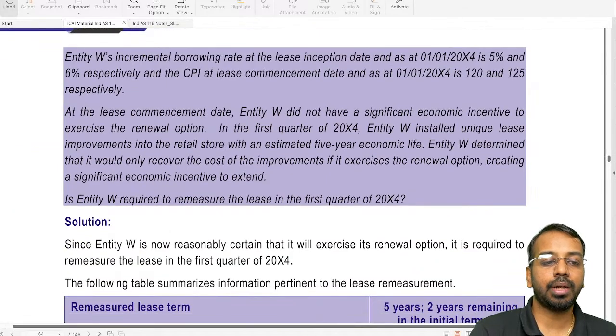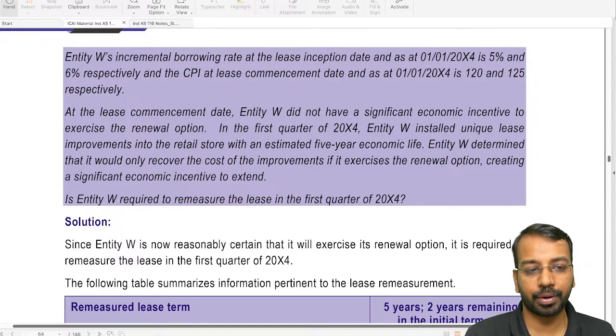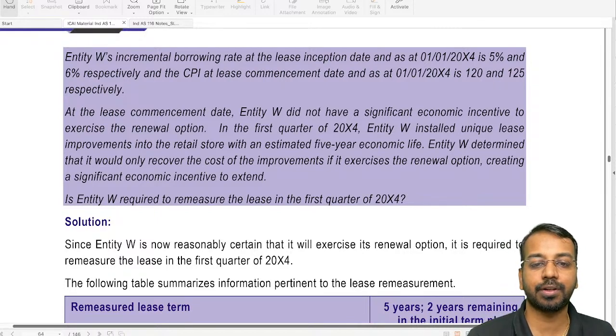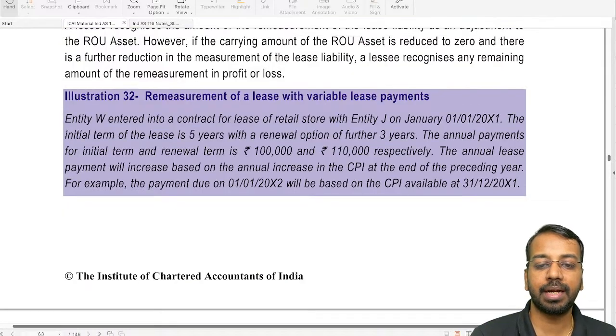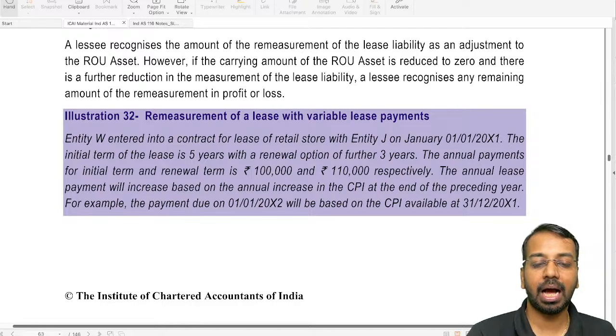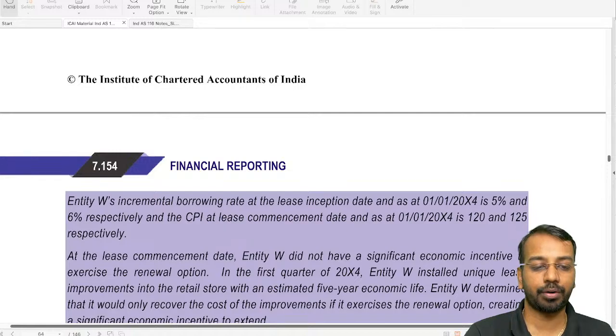Entity W's incremental borrowing rate at the lease inception date and as on 1st of January of year 4 is 5% and 6%. Now, this is the incremental borrowing rate. And the CPI at the lease commencement date and as on 1st of January is 120 and 125 respectively. So the lease commencement date is 1st of January of year 1. Then after 3 years, after 4 years, the CPI has become 125.